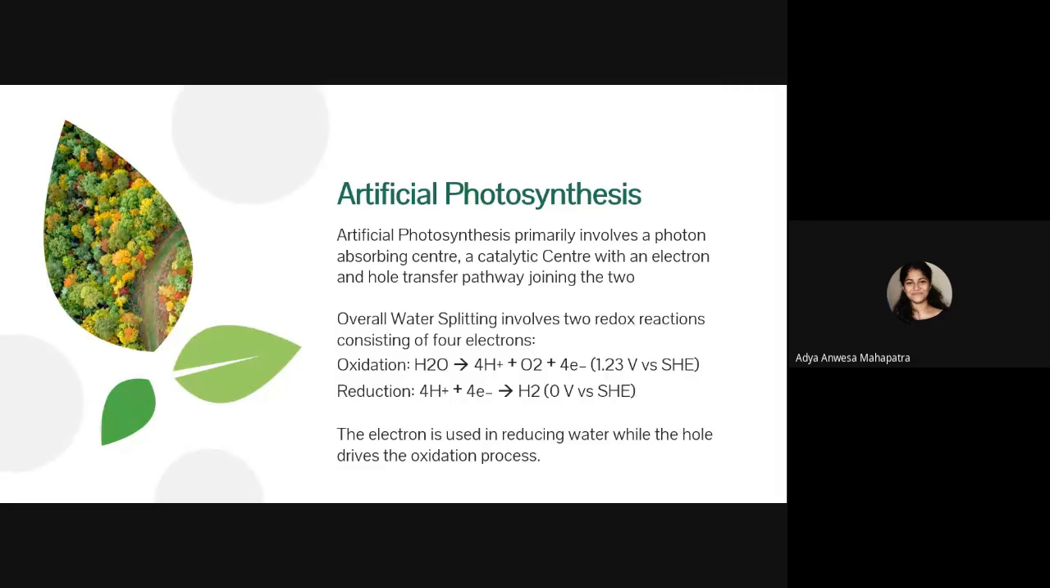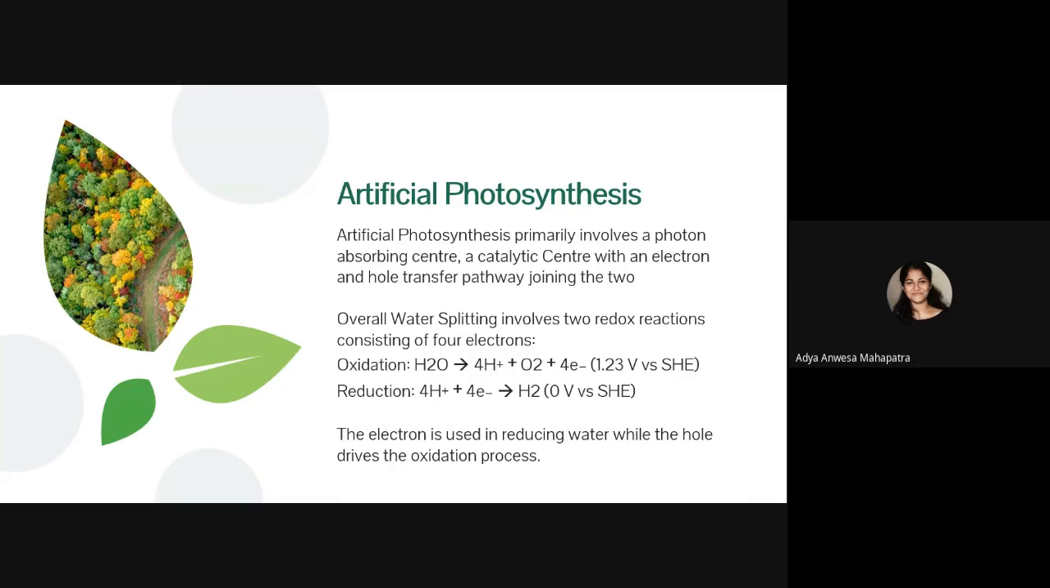Artificial photosynthesis aims at mimicking the natural process using man-made devices and is thought of as the best way to convert and store solar energy into chemical fuel. It aims at converting abundant materials in nature like seawater and carbon dioxide to useful chemicals like hydrogen and other hydrocarbons. Artificial photosynthesis primarily involves a photon absorbing center, a catalytic center with an electron and hole transfer pathway that joins the two.